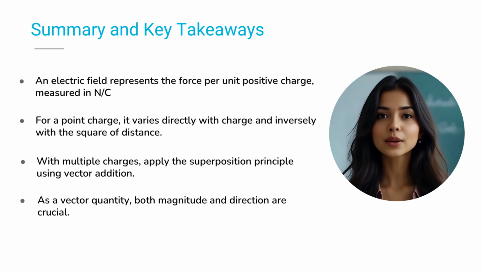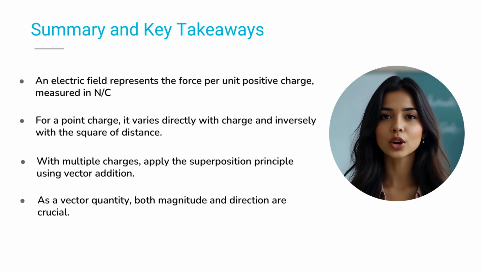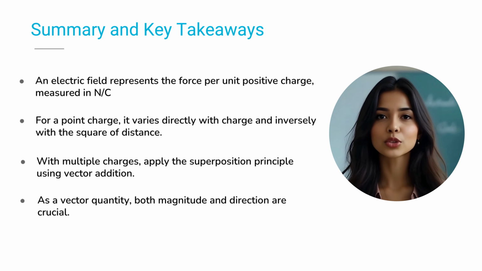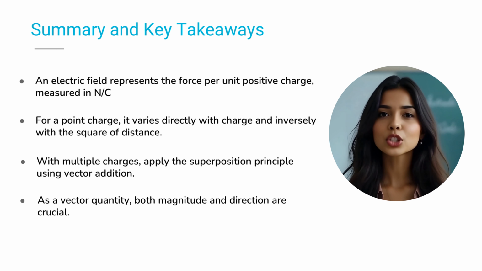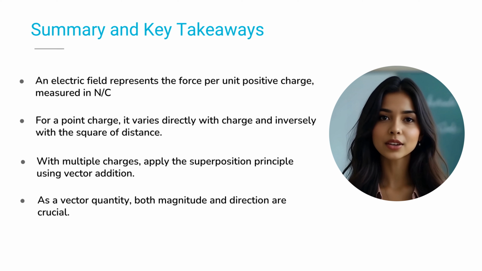Here's a quick summary. An electric field is the force per unit positive charge. It is measured in newtons per coulomb. For a single point charge, the field is directly proportional to the charge and inversely proportional to the square of the distance. For multiple charges, use the superposition principle to add their fields vectorially. Since electric field is a vector, direction is just as important as size.